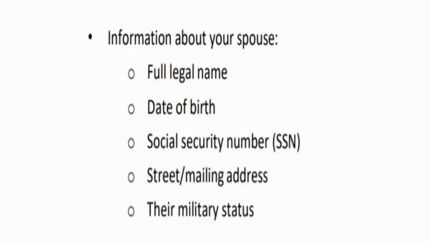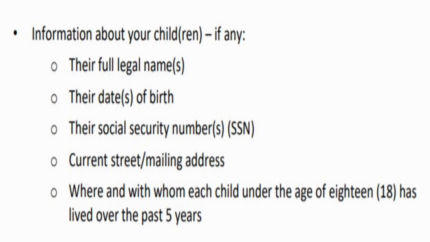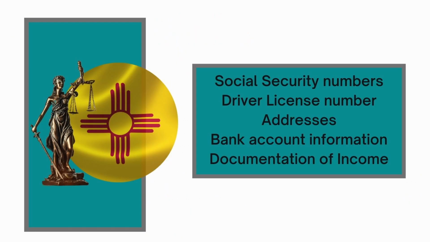Information about your spouse, including address and social security number and their full legal name. Information about your children, including social security numbers and addresses of where your children have lived in the last 5 years. Social security numbers, driver license number, addresses, bank account information, documentation of income.